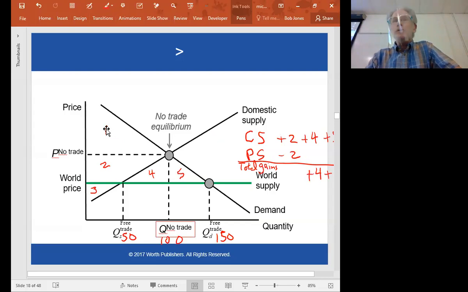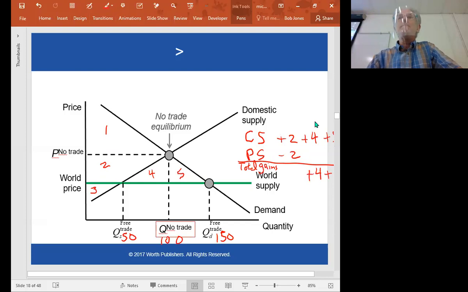Notice consumer surplus previously was just area 1. We said when we open it up to trade, it becomes 1, 2, 4, and 5. So the net change in consumer surplus is plus 2, plus 4, plus 5. That is the gain that consumers are getting.